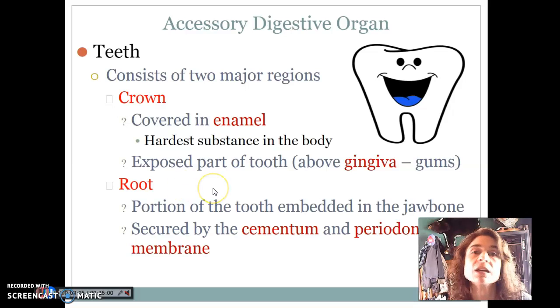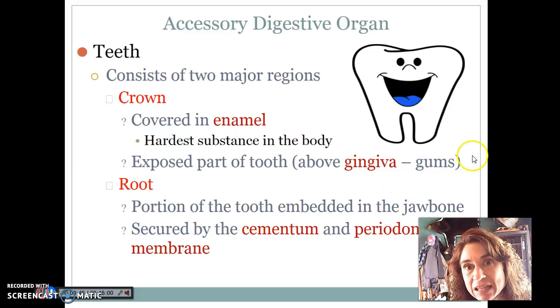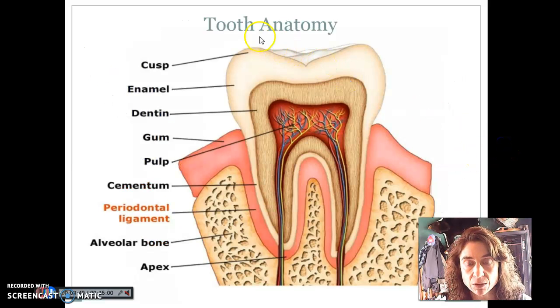The root is the portion of the tooth then that is below the gum line that we can't see. The root embeds itself into the jawbone or the alveolar bone. It is protected and covered by cementum, and the periodontal membrane or the periodontal ligament is what helps hold it in place in the bone. Okay, so here it is a little bit closer. So here's the gum here. Okay, so everything above the gum line is the crown.